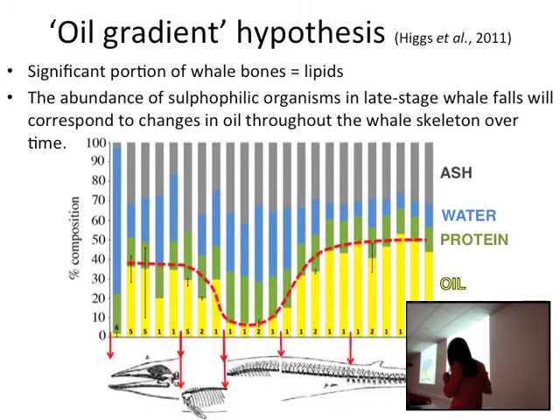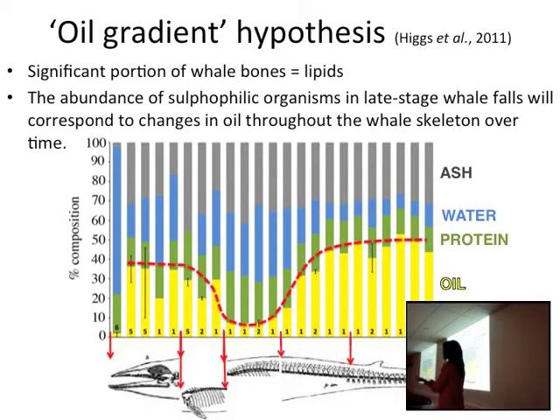So we're going to focus on the yellow, which is the oil. You can see that it tends to be quite high in the jawbones and skull, and then decrease as you go into the cervical vertebra, and then it gets to its lowest levels in the thoracic vertebra, only about 10% composition. But then when you move into the lower vertebra, so the lumbar and the caudal vertebra, you tend to go back up to about 50% composition of the bone being oil, which is really high.